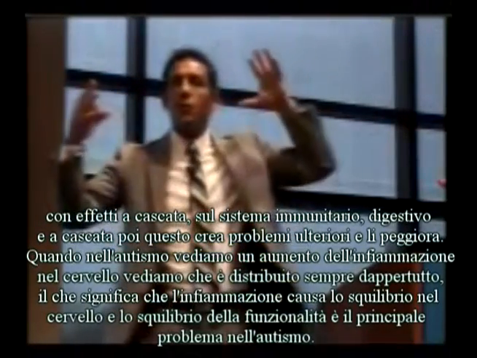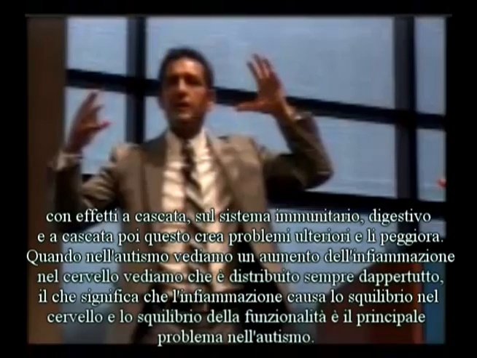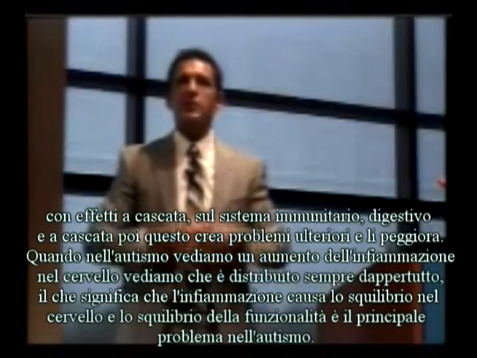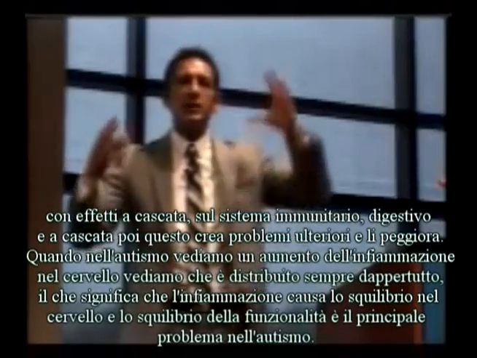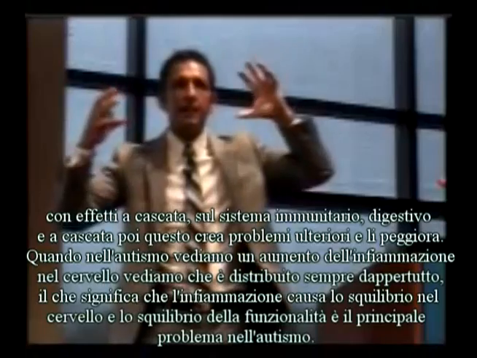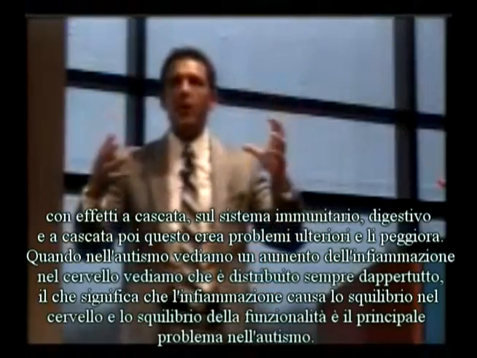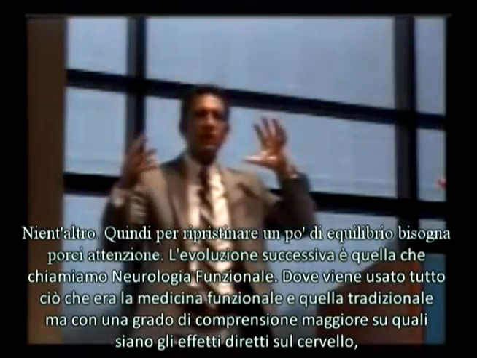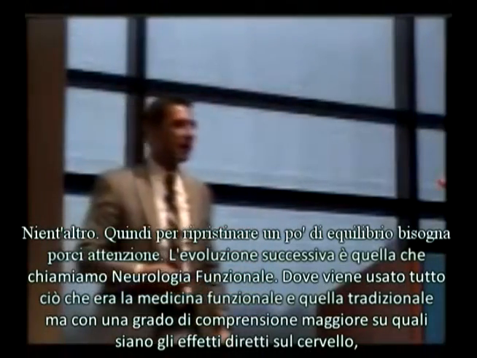When we see an overgrowth or inflammation in the brain in autism, what we see is that the overgrowth is pretty much the same everywhere, which means the inflammation isn't the cause of the imbalance in the brain, because an imbalance in function is the primary problem in autism. That's it. And so restoring some sort of balance is a matter of addressing that.